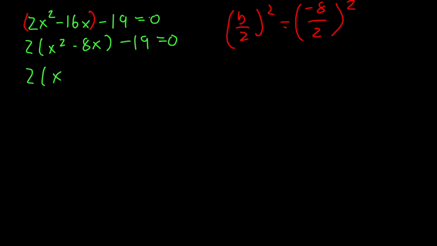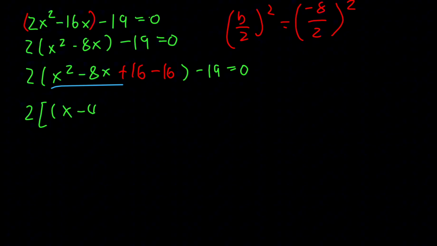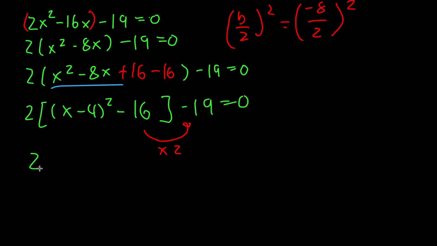So I'm going to add and subtract 16 inside the bracket. So add 16 minus 16. So once again, my first three terms are a perfect square trinomial, so I can factor them. So if I factor that, I'm left with x minus 4 squared minus 16 minus 19 equals 0. Now this time, my negative 16 is inside the bracket. So in order to move it out of the bracket, I need to times it by 2, since I factored out 2 earlier. So negative 16 times 2 is negative 32, minus 19 equals 0.